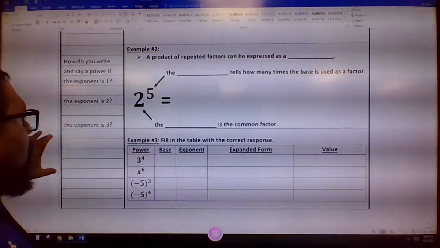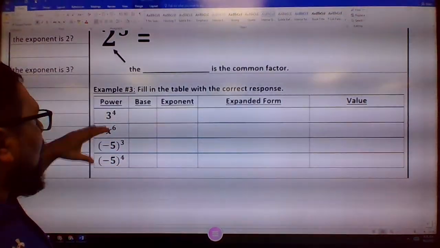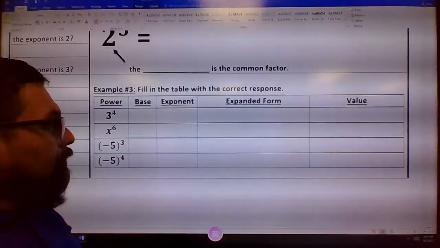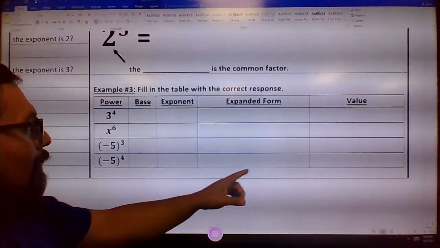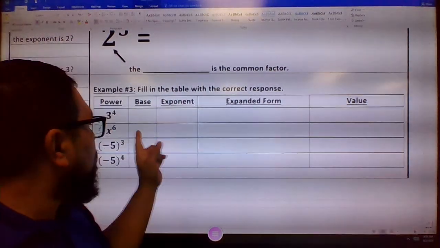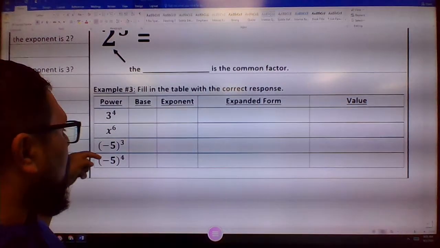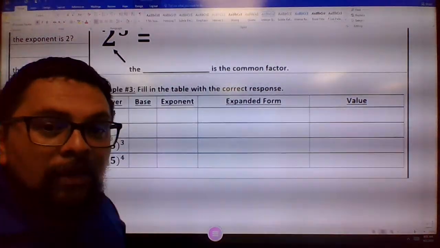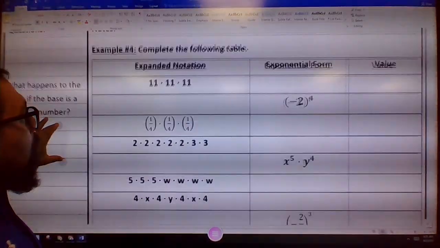Example number three, we went in on actually finding out what these powers are. On this one, we expanded it and we got an answer for it. On this one, we expanded it, and we didn't really get an answer because we don't know what x is. And for these two as well, we got an answer. We expanded them. Now let's go on to the back.